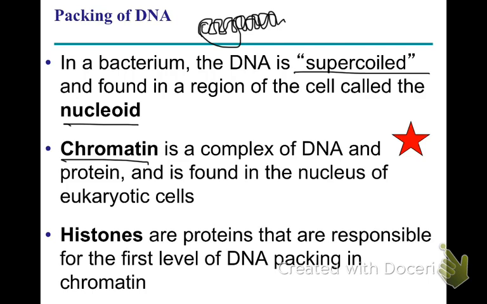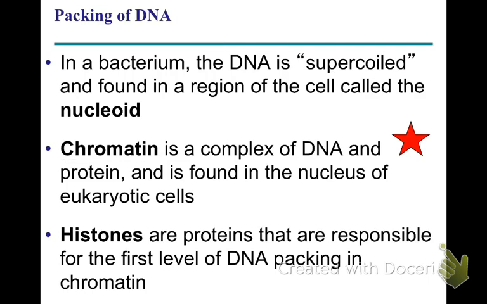So chromatin is a complex of DNA and protein. Histones are proteins that are responsible for the first level of DNA packing in chromatin. Okay, so histones are proteins around which the DNA is wound. So they look like this: you will have a histone protein and the DNA is wound around this. Then another histone protein, the DNA is wound around it. So it's a complex of a few proteins, but it looks like a bead, with the DNA wound around that. So chromatin is a complex of DNA and protein. It is found in the nucleus of eukaryotic cells.